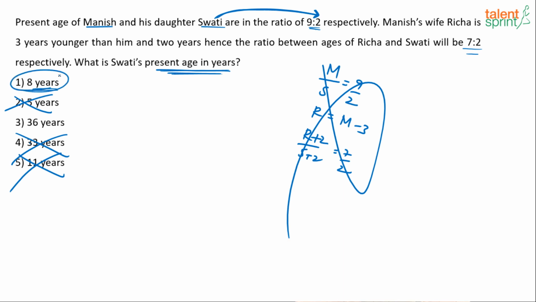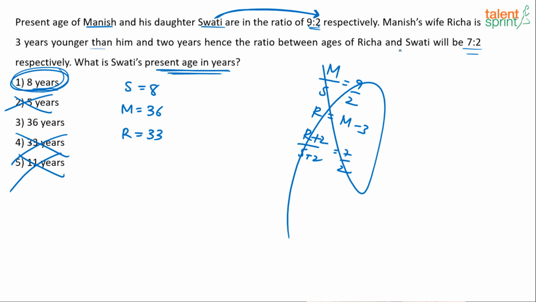I'll assume option A is correct, which means Swati is 8 years. If Swati is 8 years, what should be Manish's age? 36 years. Why? The ratio 9:2, right? 36 and 8, the ratio is 9:2. So 2 parts is equal to 8 years. If 2 parts are 8 years, 1 part is 4 years. So 9 parts would be 36 years. Manish is 36. If Manish is 36, Richa is 33, because Richa is 3 years younger than him.